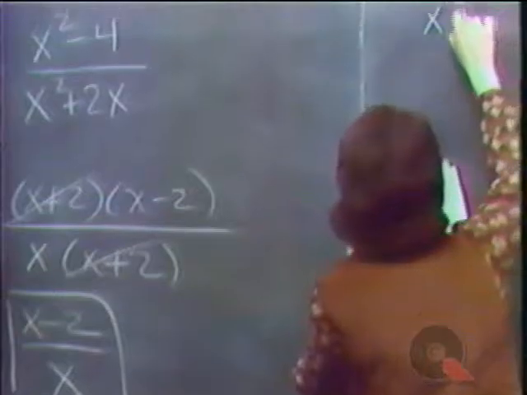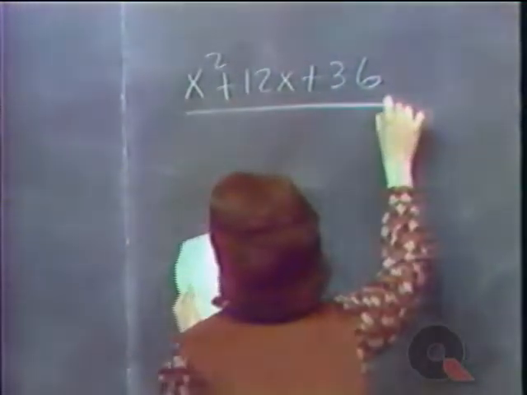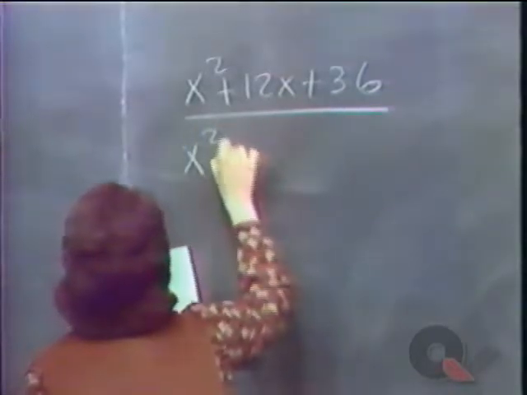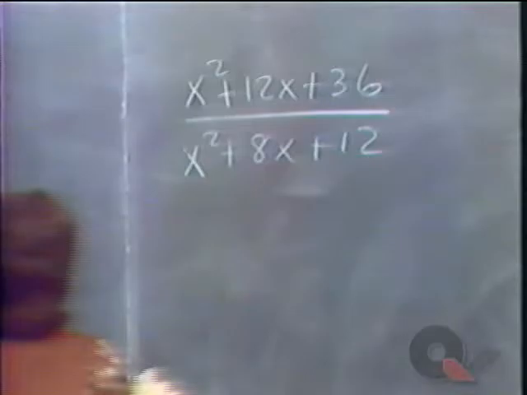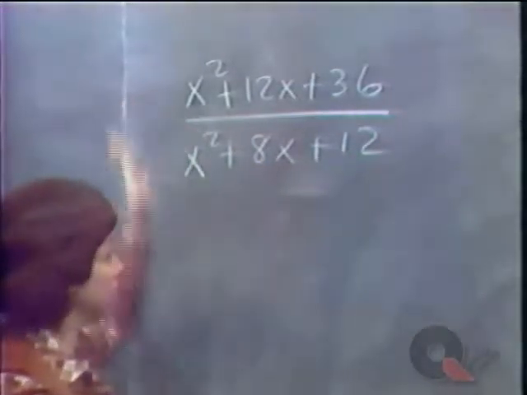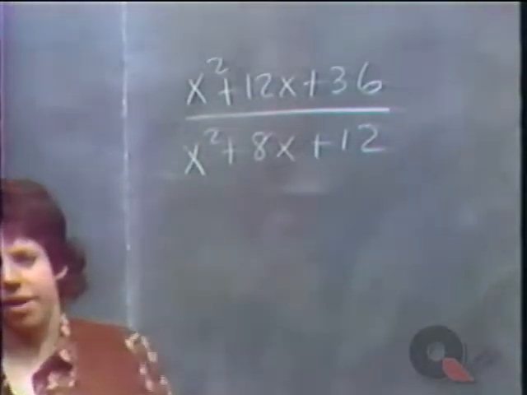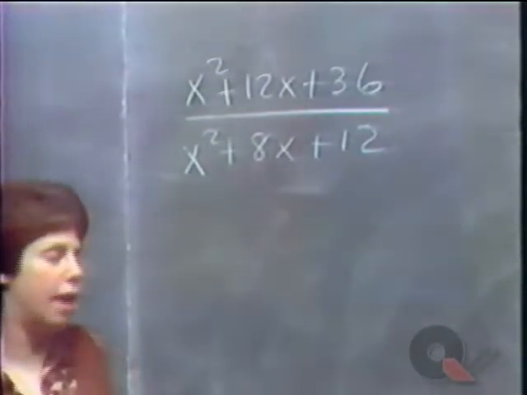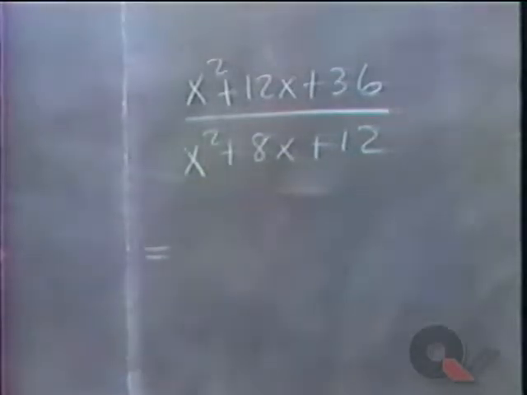x squared plus 12x plus 36 over x squared plus 8x plus 12. Okay, you've got to resist the temptation to go 12 into 36 or canceling the x squareds. Remember, the 12, the x squared, these are not factors. What you must first do is factor the problem and then look for things to cancel out. Okay, the top can be factored.